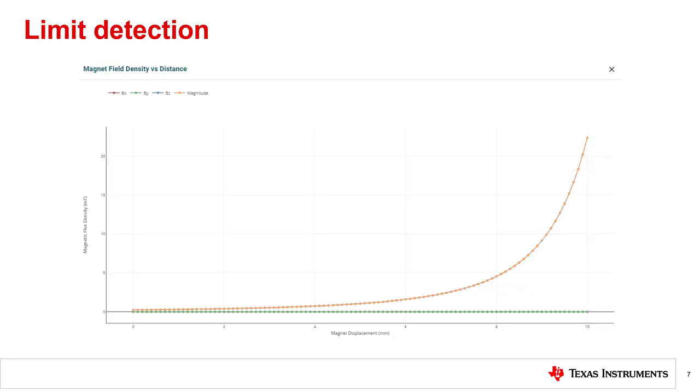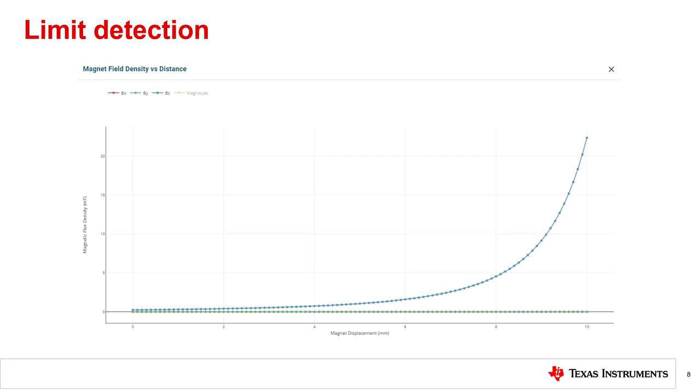The magnetic field for this type of motion is inherently in a single direction when aligned with the sensor directly on the polarization axis of the magnet, and we can see that the magnetic field strength will exponentially increase as the magnet approaches the sensor. If we turn off the magnitude field in the plot, we can see that the field is entirely in the z direction. This type of motion is commonly used to define end of travel and limit detection functions.